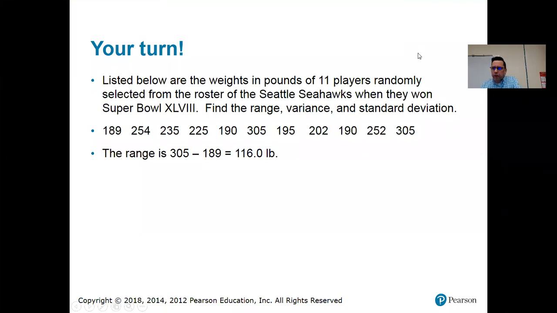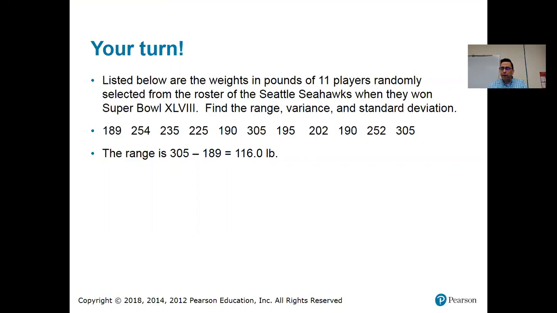Time to compare notes. So the first thing to do that's really easy, as long as you remember to do it, is the range. So remember, the range is just the maximum minus the minimum. The round off rule for range, just like for standard deviation and most other things, is 1 more decimal place than was in the original data. So I would write that as 116.0 pounds. That's the range. All right, moving on to variance and standard deviation.